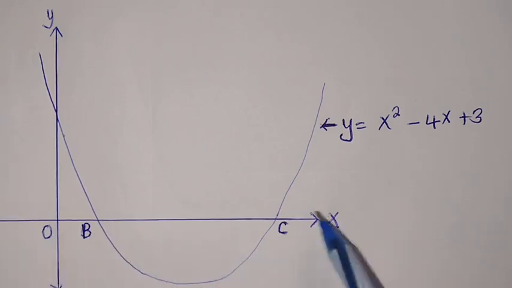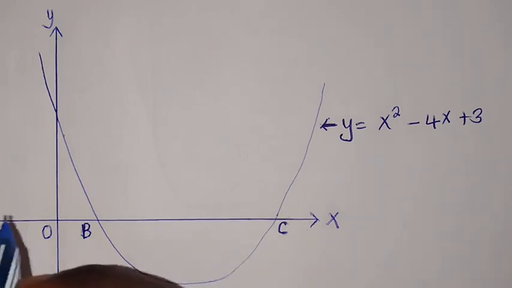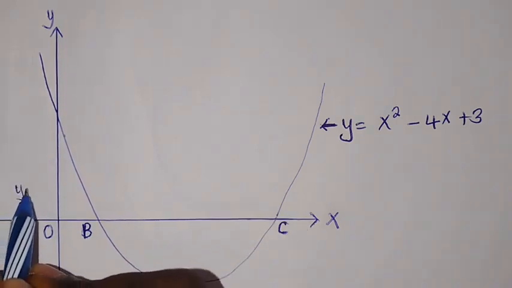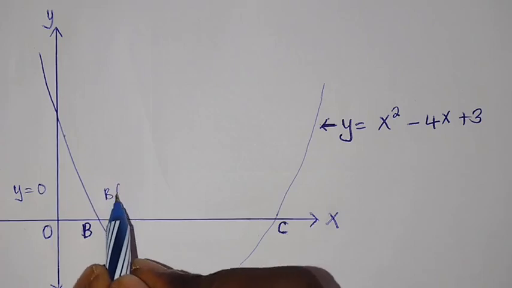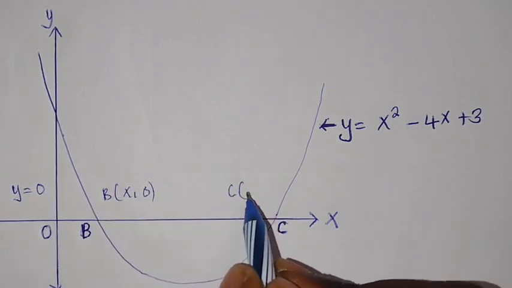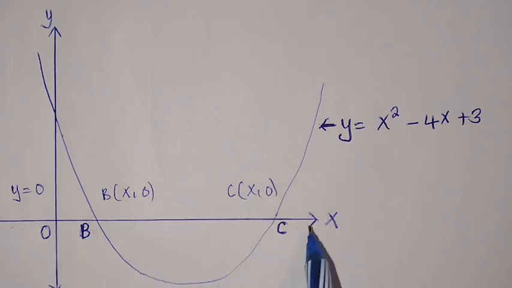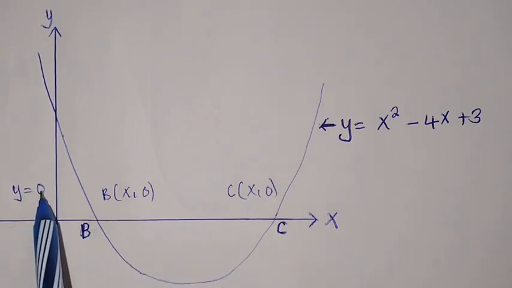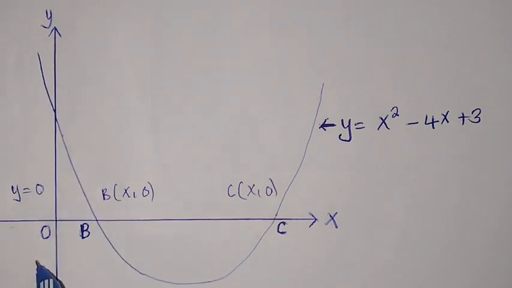So this is the x-axis and this is the y-axis. Points B and C are lying along the x-axis, in the line that we call y equals 0, meaning that B is going to have the coordinates (x, 0) and C is going to have the coordinates (x, 0), because they are lying along the x-axis in the line y equals 0. And the y-axis is the line x equals 0, according to the properties of the graph.